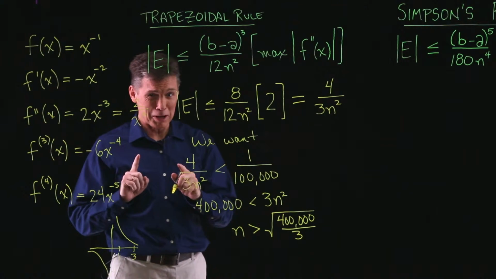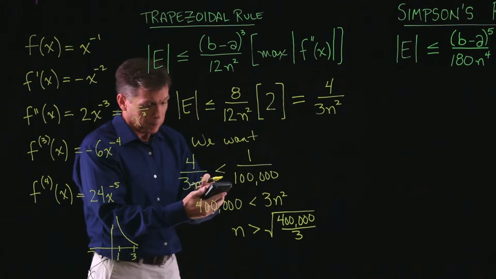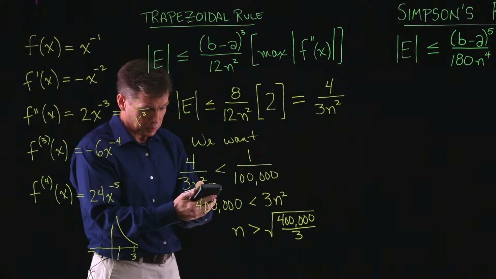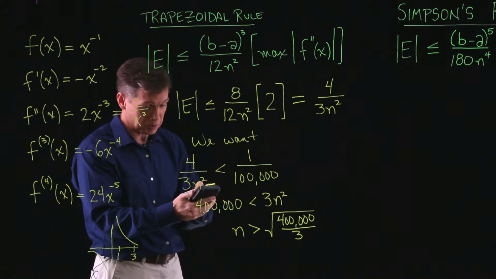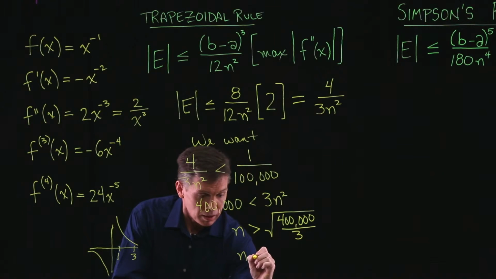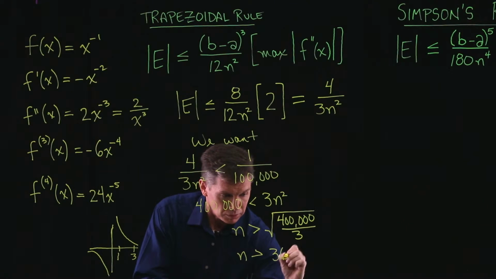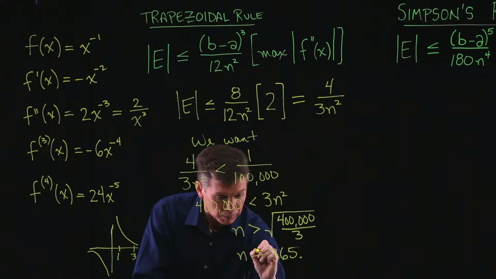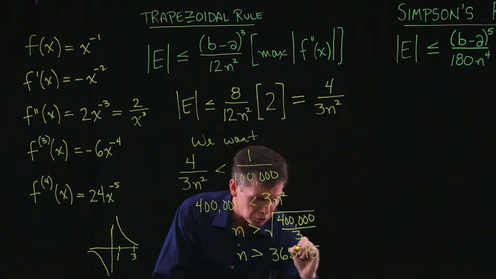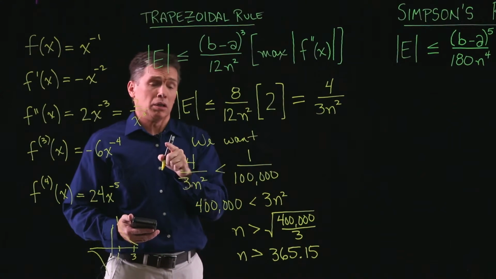I'm going to grab my calculator for that one, okay? So grab something in order to do that, make it easier. Square root 400,000 divided by 3. Enter. And I am getting that n has to be greater than 365 point, and even if I just go to 2 decimal places, you could go to 1 decimal place, because you always go up from here.